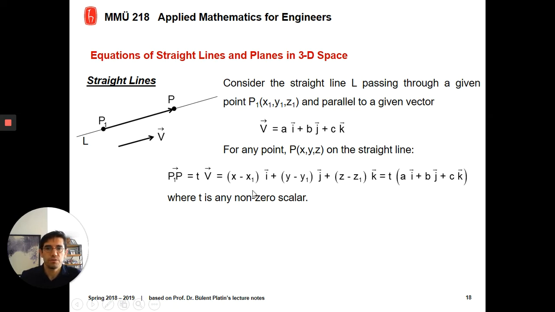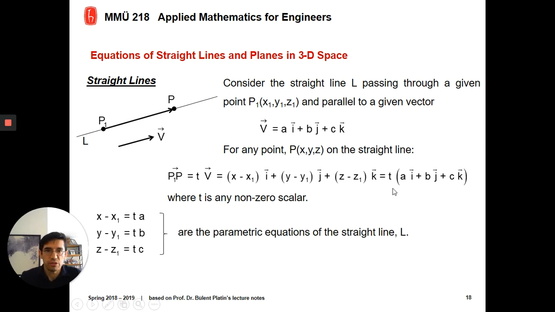And on the left-hand side, I could deal with x, the generic point, minus x1, the point I know, and continue with all the components. And on the right-hand side, I have t. In this case, it's not a unit vector, okay? It's some vector v. So t times that vector, okay?